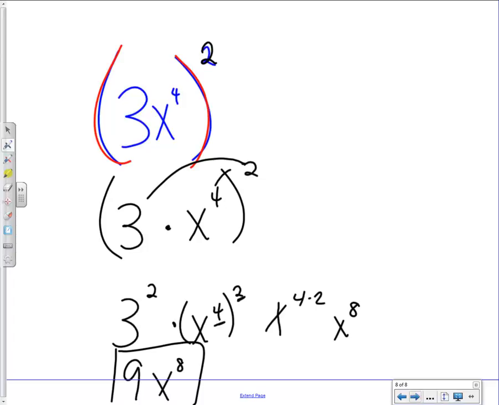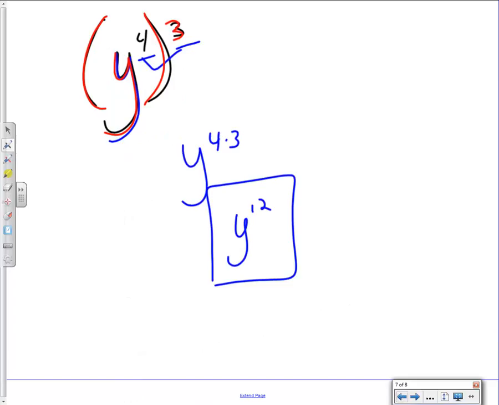Okay. How did I know to do that? Because when I look at what's inside, it can be separated with a dot between it. I know that this guy on the outside belongs to everything inside. In this one, there's nothing to separate because that exponent belongs to that y. There's no other number in there. Okay, that's why these are different.